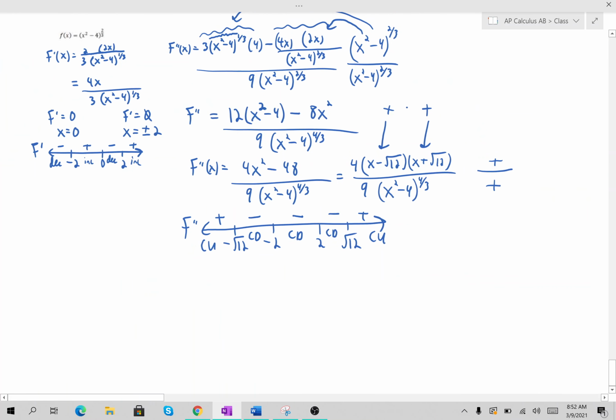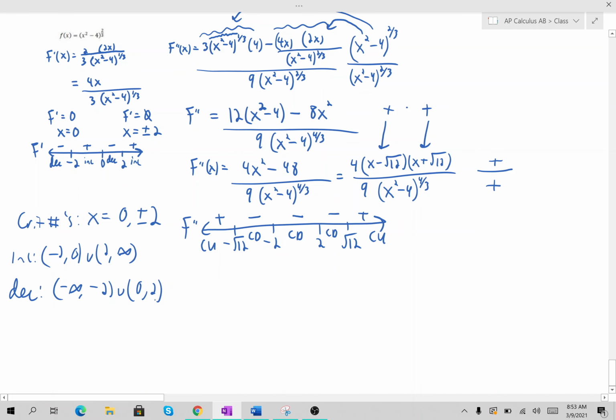There you go. So our number lines tell us all this stuff. We have critical numbers at x equals 0 and plus and minus 2. We have increasing from negative 2 to 0, union 2 to infinity. We have decreasing from negative infinity to negative 2, union with 0 to 2. Which means we have a relative max. Max. So this goes down, up, down, up. So relative max at 0. You can see that happening.